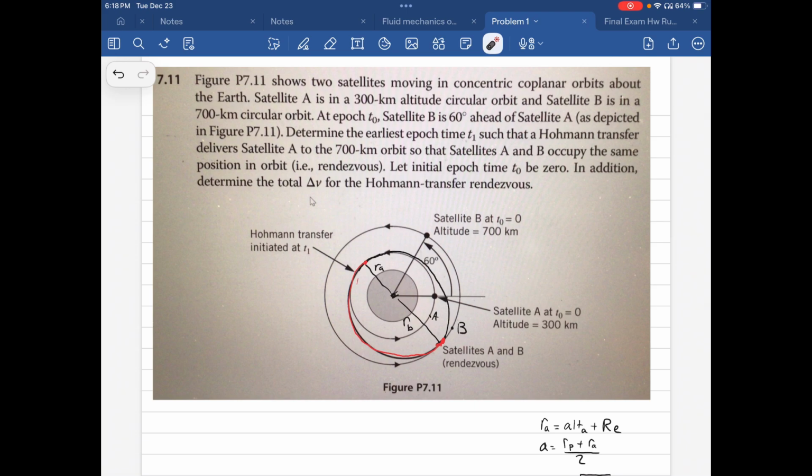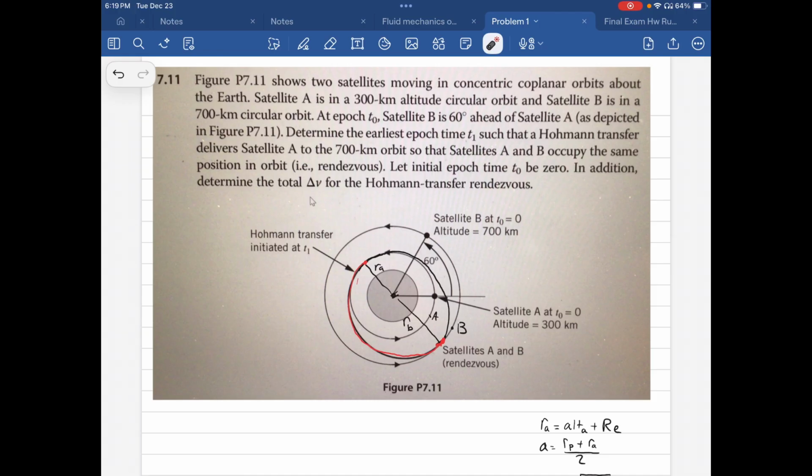P7.11 shows two satellites moving in concentric coplanar orbits around the Earth. Satellite A is in a 300 kilometer altitude circular orbit, and satellite B is in a 700 kilometer circular orbit. At epoch T0, satellite B is 60 degrees ahead of satellite A, as depicted in the figure. Determine the earliest epoch time T1 such that a Hohmann transfer delivers satellite A to the 700 kilometer orbit so that satellites A and B occupy the same position on Earth, aka it's a rendezvous.